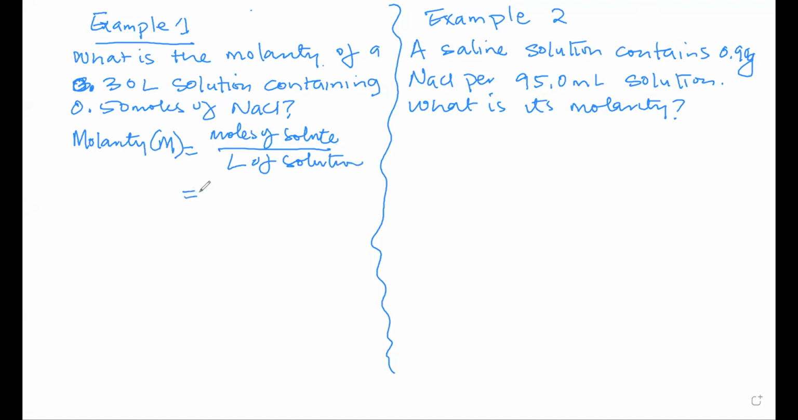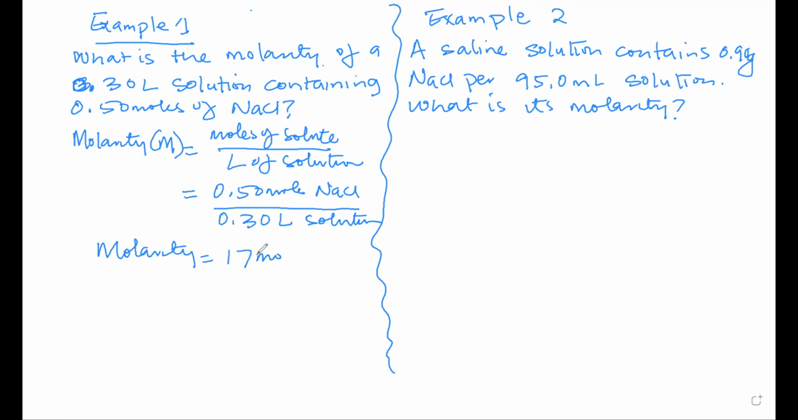So the solid here is sodium chloride, 0.50 moles of sodium chloride all over 0.30 liters of solution. That's it. Sodium chloride solution it should be. So the molarity, if we calculate this out, will be 1.7 moles per liter. You can also call it 1.7 capital M.